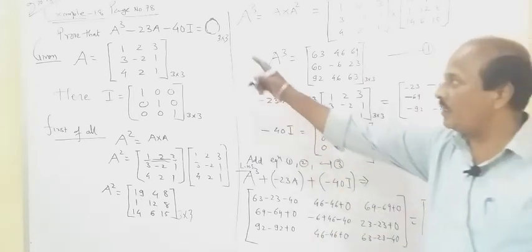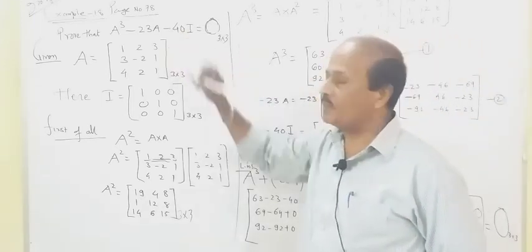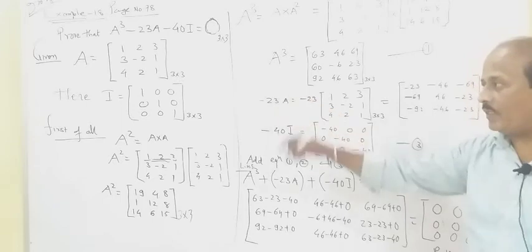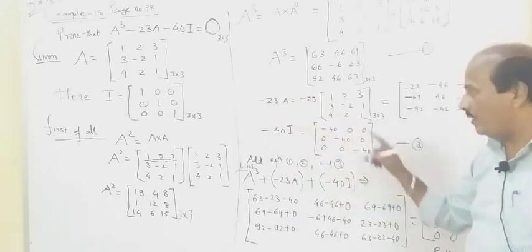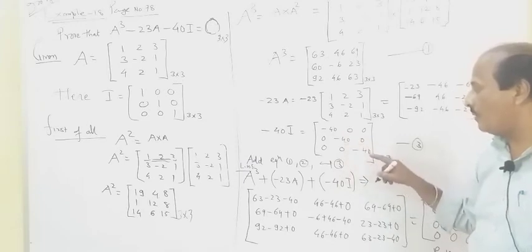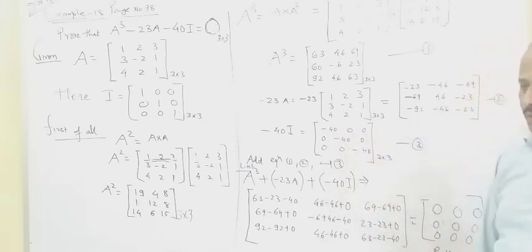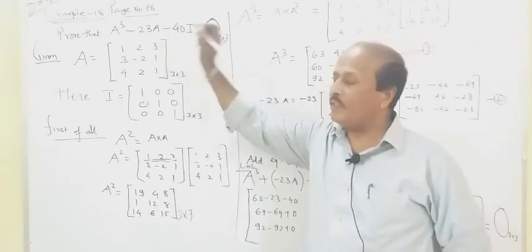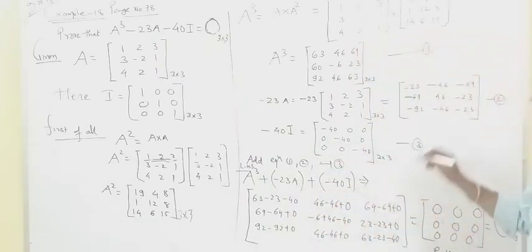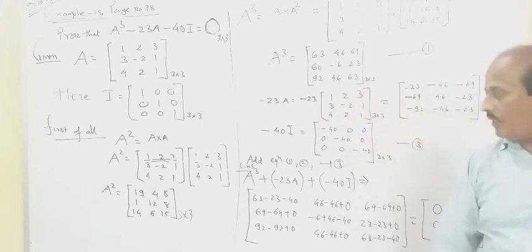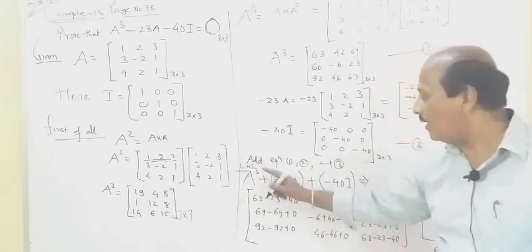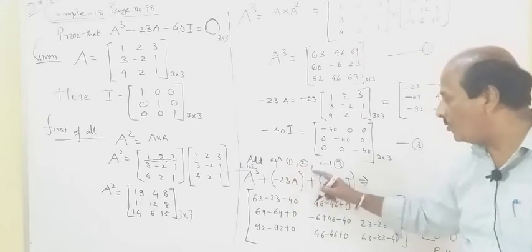Now lastly, on the left hand side we require minus 40I. I is already ready with us. So multiply minus 40 with all the members of I, that is 1, 1, 1 diagonal wise. You will get minus 40, minus 40, minus 40 diagonal wise. The rest of the members will be 0. Intentionally I took a minus sign here as required on the right hand side. So now it's easy for you. You got expression 1, A cube, expression 2, minus 23A, and expression 3, minus 40I. Add all these three expressions, expression 1, 2 and 3.